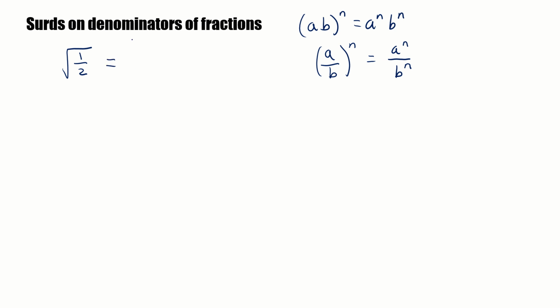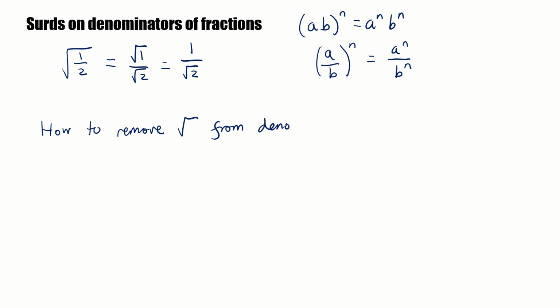So therefore, the square root of 1/2 is the same as the square root of 1 over the square root of 2. Which means we can simplify it a bit because we've got 1 over root 2. However, we do not like having square roots on the bottom. So how to remove square roots from the bottoms of fractions? Or denominators would be another way of putting that.